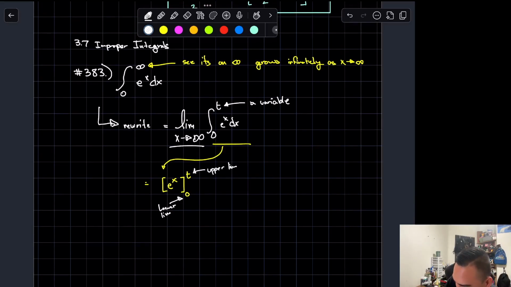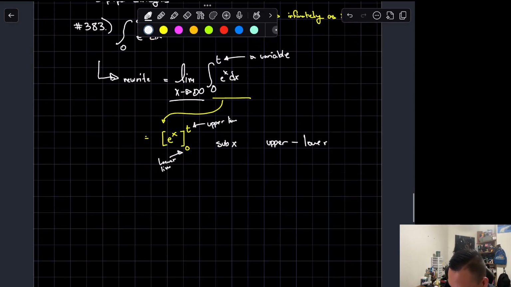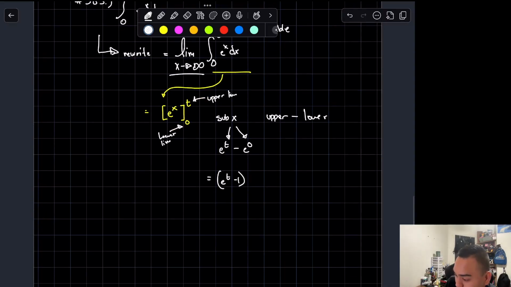And basically the idea is we're going to substitute into x. It's always going to be upper minus lower. So it's going to give us two variables, right? Because we have two variables to sub. So it's going to be e, if our x equals t, e^t minus e^0. And everything raised to the 0 power is just 1. So e^t minus 1, right?